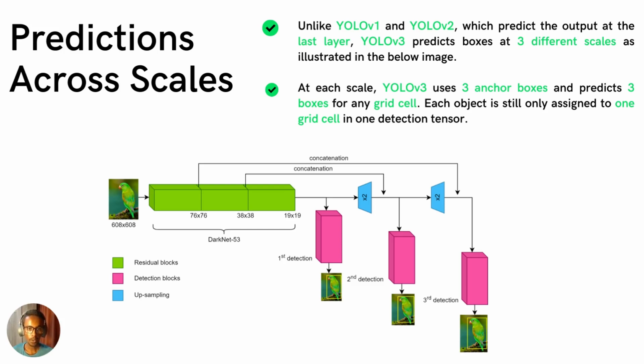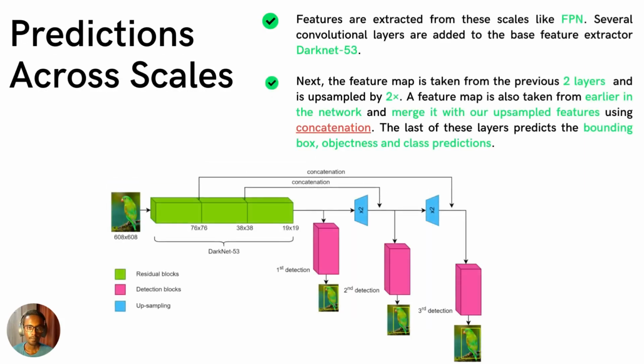Second, we're going to do the same, and we're going to pass some of the information from the previous layers and concatenate, and then perform the second detection. And then we do the same for the third detection. So features are extracted from these scales, like the feature pyramid network that we have seen in a previous video. Several convolutional layers are added to the base feature extractor of the Darknet 53.